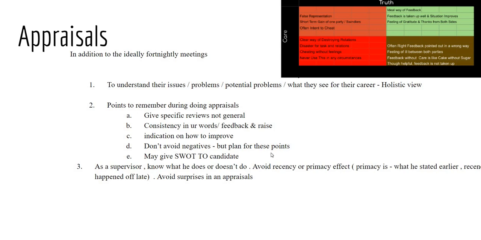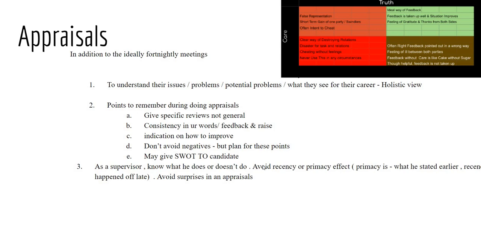So you can have a SWOT analysis and share it with him. It will again add a lot of value for both of you and make the discussion far more effective. As a supervisor, know what he does or doesn't do. Sometimes the subordinate should not get this feeling that my manager doesn't even know what I am doing. So it is a very big demotivator for him.